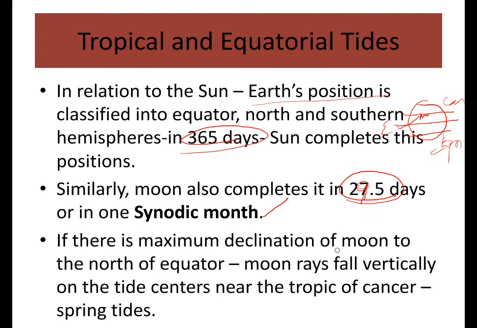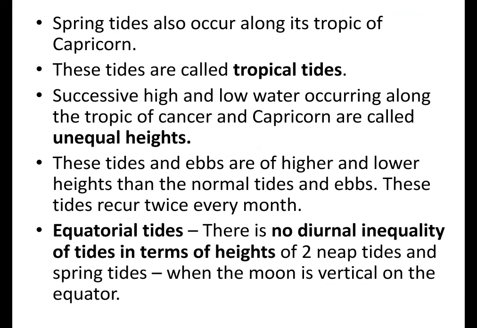If there is maximum declination of the moon to the north of the equator, moon rays fall vertically on tide centers near the tropic of Cancer, and spring tides occur. Similarly, when it falls on the tropic of Capricorn, spring tides also occur. These tides are called tropical tides, because it is falling on the tropics. But successive high and low waters occurring along the tropic of Cancer and Capricorn are also called unequal heights.